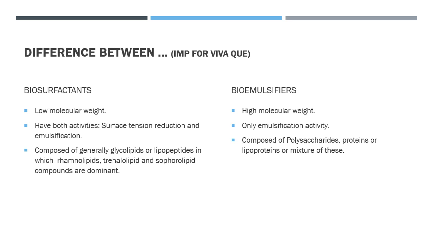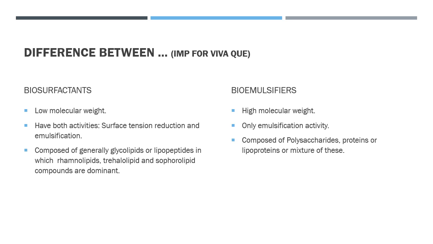Biosurfactants are composed of generally glycolipids and lipopeptides, in which rhamnolipids, trehalolipids and sophorolipids are the dominant ones. And bioemulsifiers are composed of polysaccharides, proteins or lipoproteins, or a mixture of these. The last point is also important. You can get a question like: what are biosurfactants composed of? What are bioemulsifiers composed of?